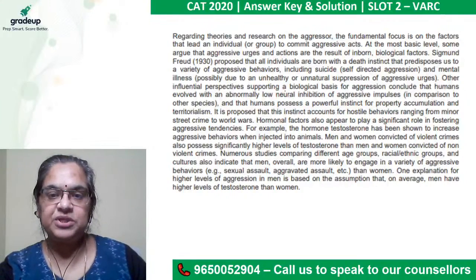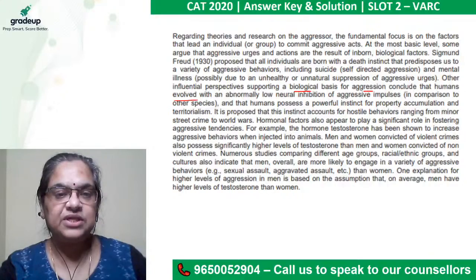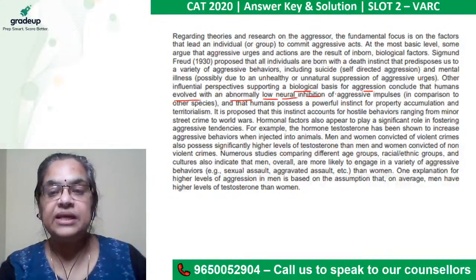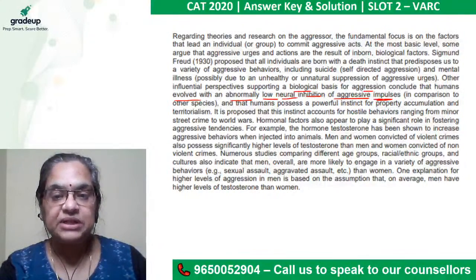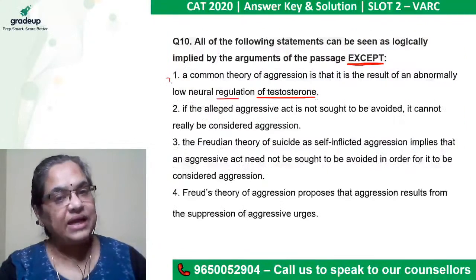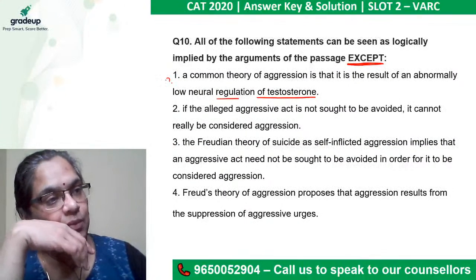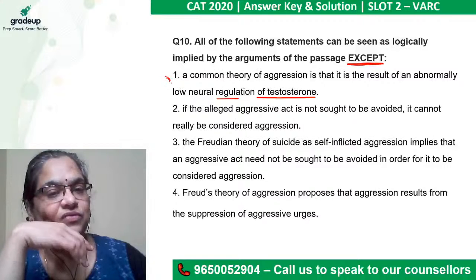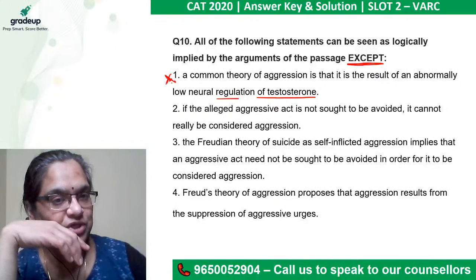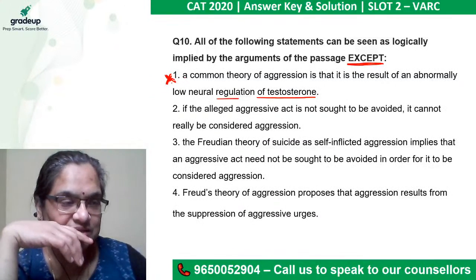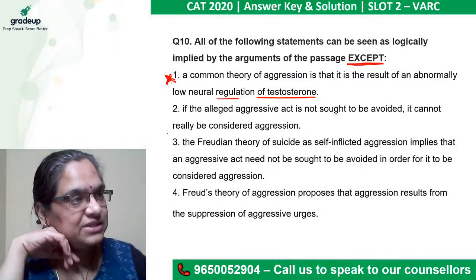What did he say? Other influential perspectives, a biological basis for aggression, says that humans evolved with an abnormally low neural inhibition of aggressive impulses. And later he talks about testosterone being more. So this answer is obviously the one which is not mentioned because he talks about something else. Let's see if the others have been mentioned.